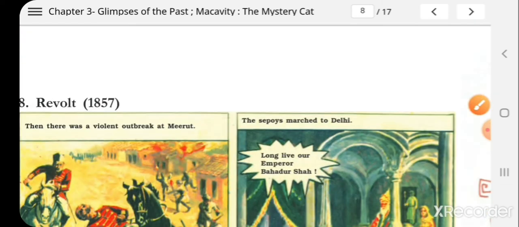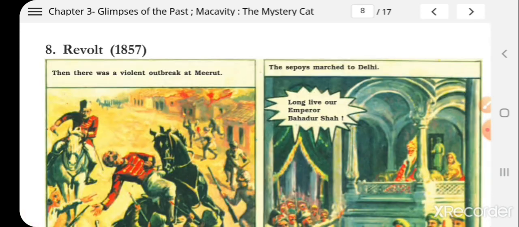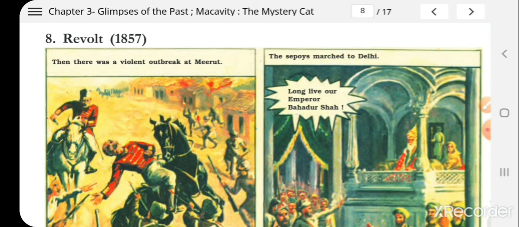Okay. So here 8th topic, that is revolt. अब revolt का time आ चुका था. So then there was a violent outbreak at Meerut. Meerut is a city in Uttar Pradesh and it is near my hometown. Okay, so the revolt started at Meerut.